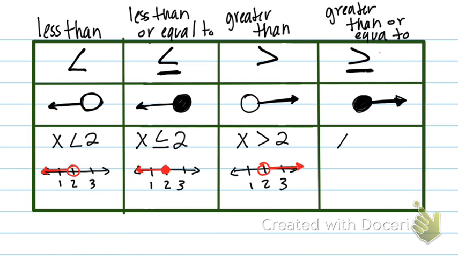Okay, an example for that one, if we had x is greater than or equal to 2, we would draw a number line, 1, 2, 3. And then at 2, we would have a closed circle to show that we're including 2. And then everything greater than 2 would be everything to the right. So we would draw a line to the right.